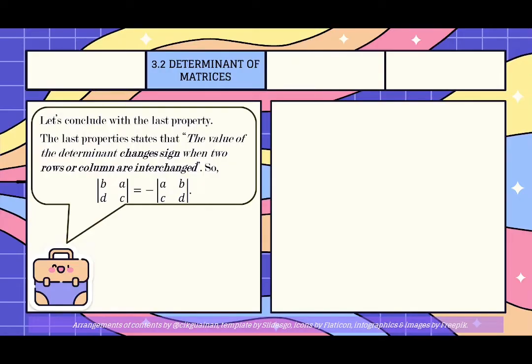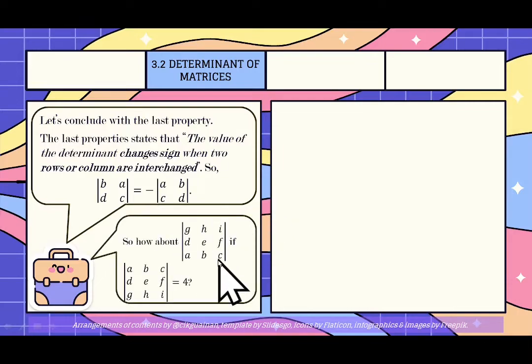Let's conclude with the last property. The last property states that the value of the determinant changes sign when two rows or two columns are interchanged. So, as you can see here, this matrix has B, D as the first column and A, C as the second column. But if we are going to switch them up, switch the rows, the second row to become the first row and the first row to become the second row, we have to put a negative sign outside the determinant.